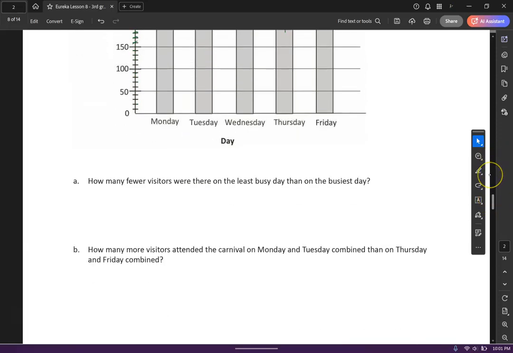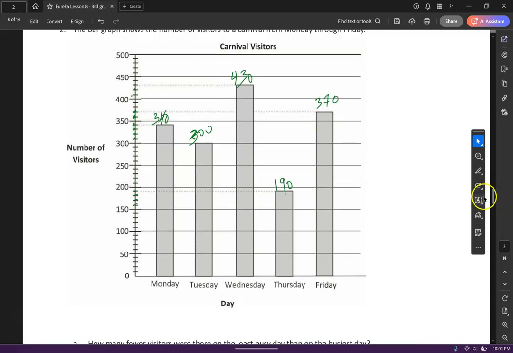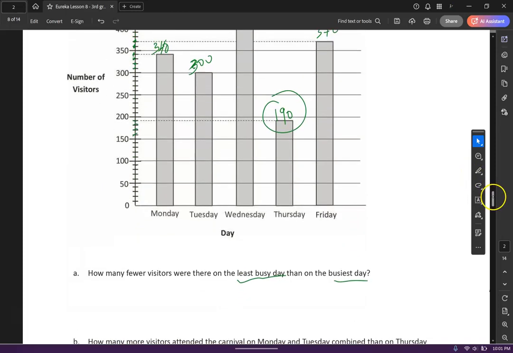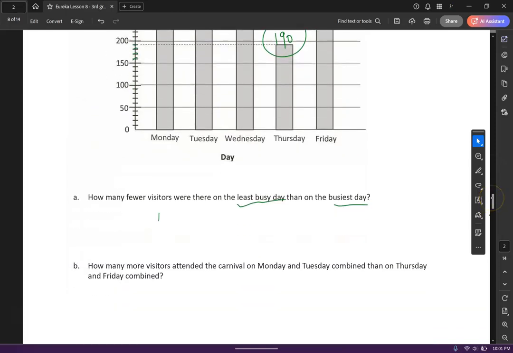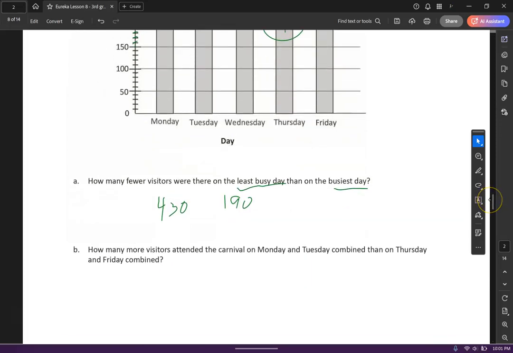How many fewer visitors were there on the least busy day than on the busiest day? So the least busy would be the lowest, which is 190. And the busiest day would be 430. So 430 and 190. Okay. They want to know how many fewer, so we're going to subtract. So I'm going to stack it.